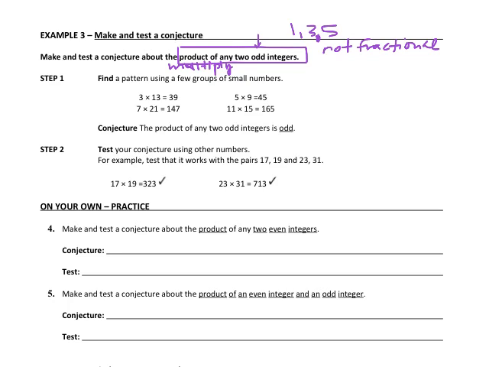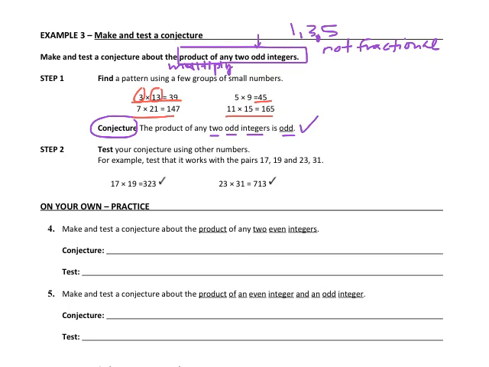Well, we're going to find a pattern using a few groups of small numbers. So 3 times 13 is 39, 7 times 21 is 147, 5 times 9. Remember, I have to use odd and integer numbers. And then 11 times 15 is 165. And my conjecture, this is just in the example here, the conjecture is the product of any two odd integers is odd. Okay, so anytime we multiply two odd numbers together, we end up getting odd.